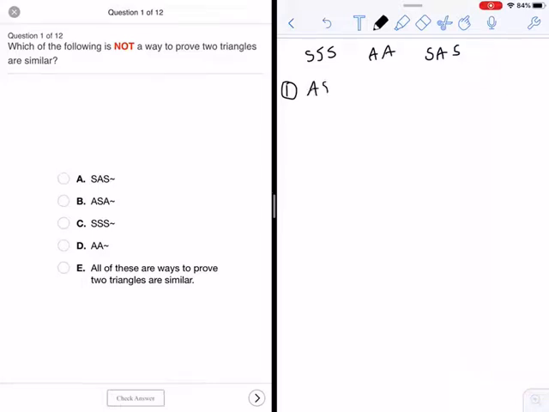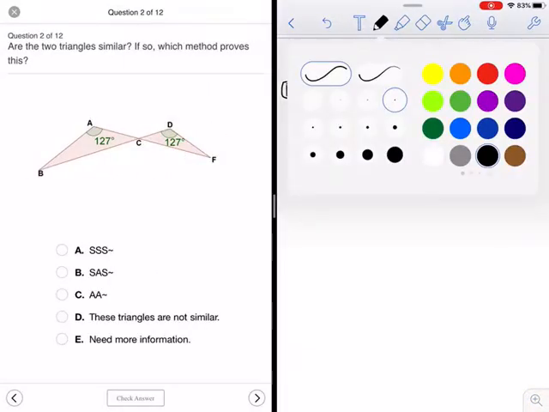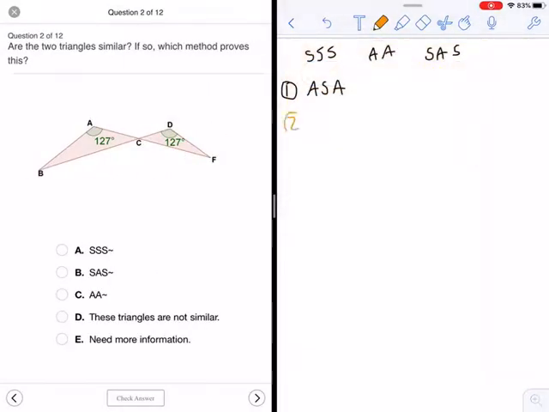Well, we don't have an angle side angle. It's that one. That's a congruence postulate, but we're talking about similarity, so that's the answer to number 1. Number 2, are these two triangles similar?